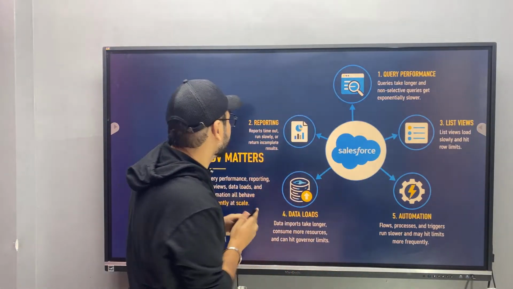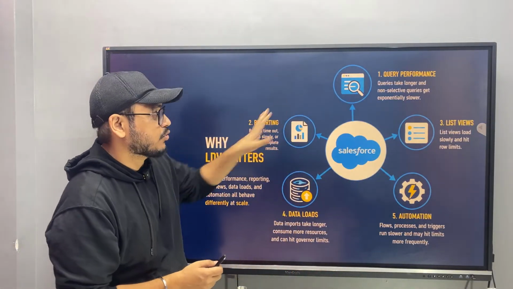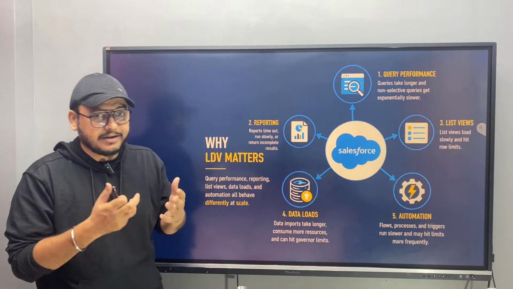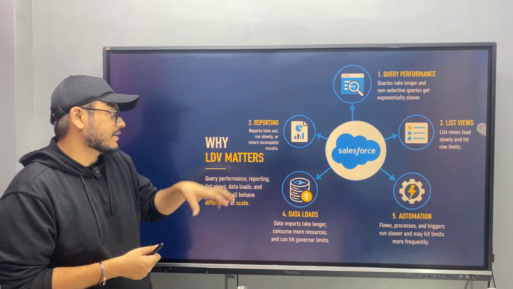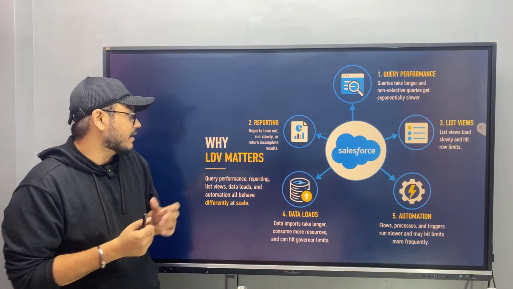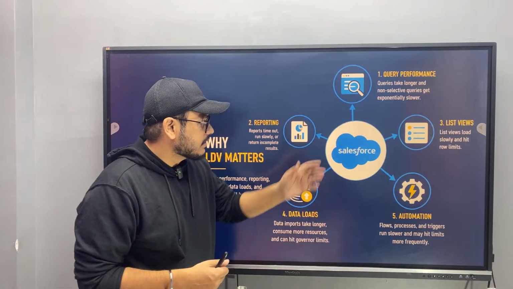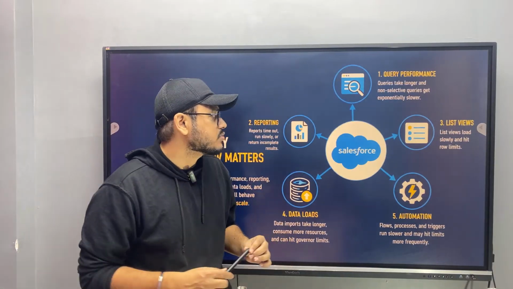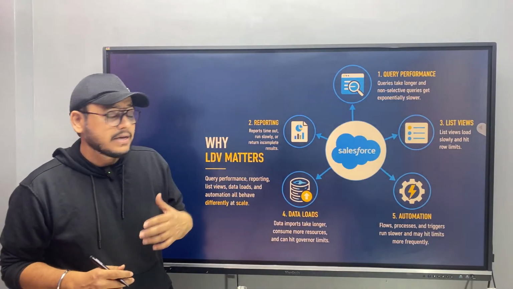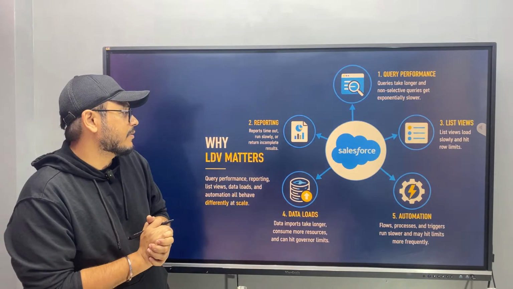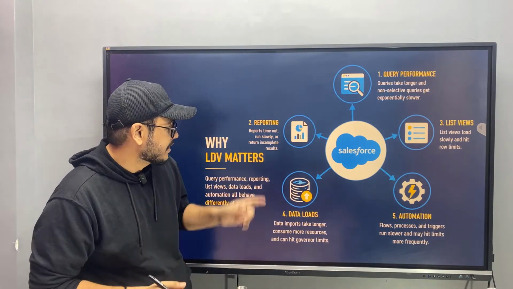So first is query. Let's talk about the second point, reporting. I'll come to the list view later. Your reports will take longer to generate because, of course, there is a lot of data inside it, and your reports will start running slowly, or show incomplete results. Third thing that gets impacted is the list views. Your list views load slowly, and you would most probably hit the row limits very quickly.